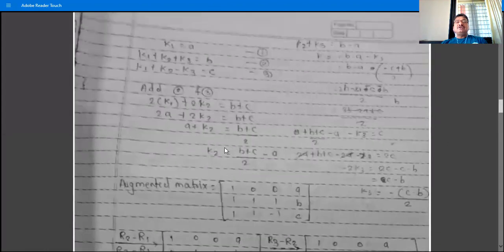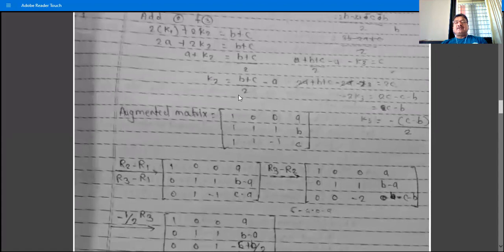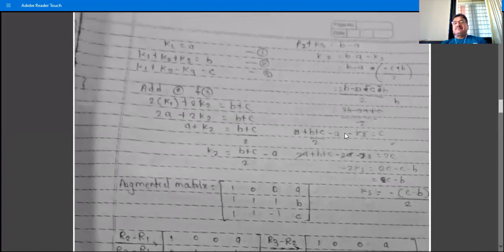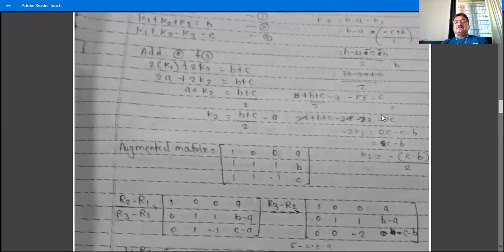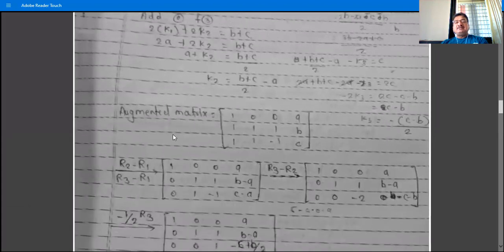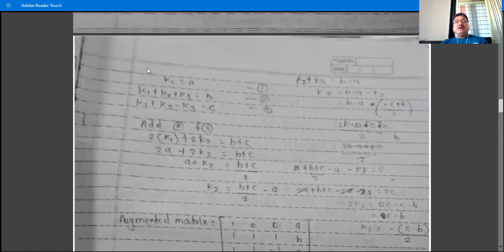So what is the Gauss elimination method? Form the augmented matrix. Don't write this calculation, this is your trial and error method, where you substitute K1 in the second equation and so on. Instead of this, apply the Gauss elimination method. So we have to solve these three equations and find the values of K1, K2, K3. Either this system is consistent or inconsistent. The system is inconsistent if the rank of A is not equal to the rank of AB, and consistent if rank A is equal to rank AB.